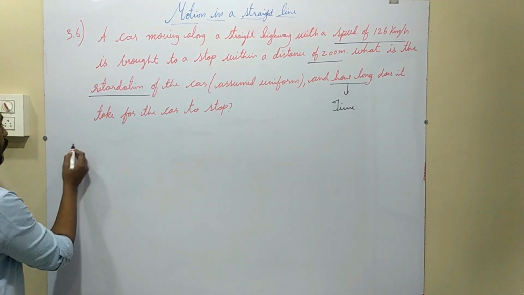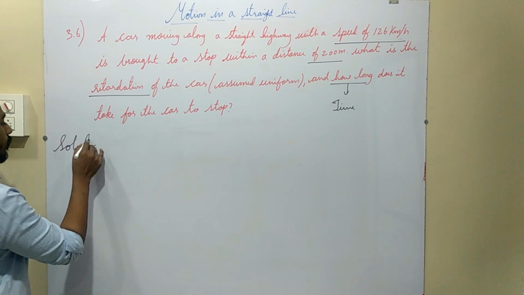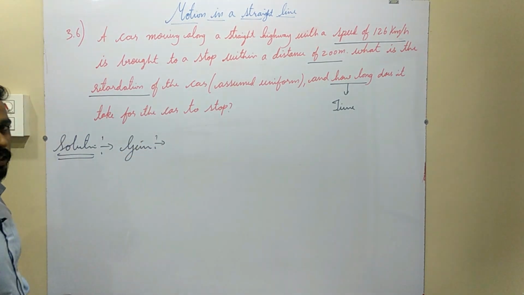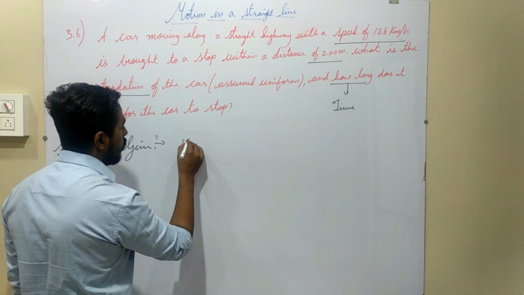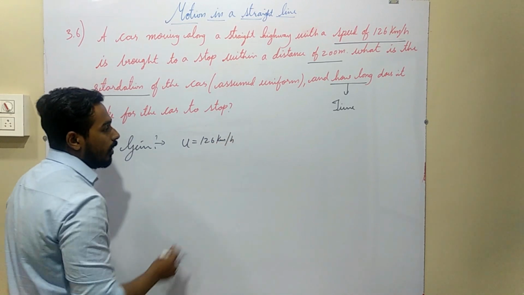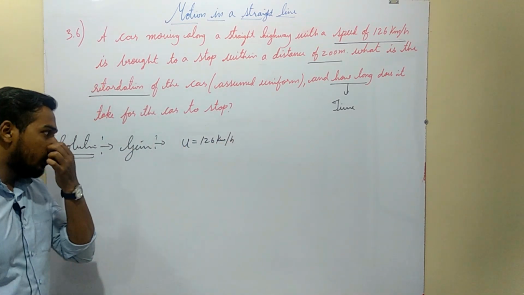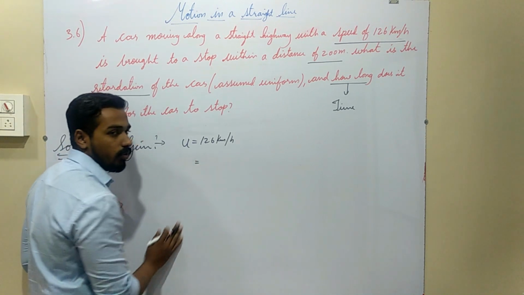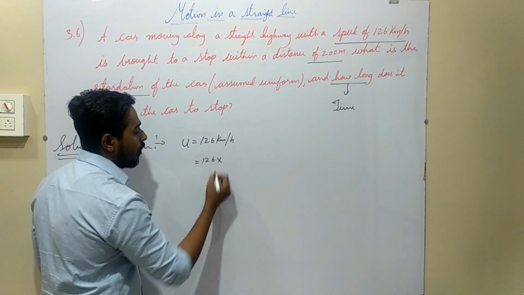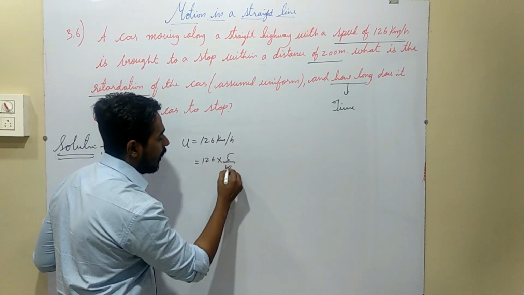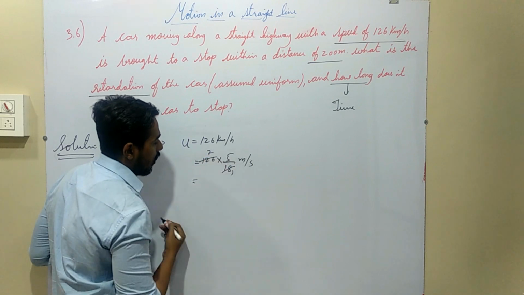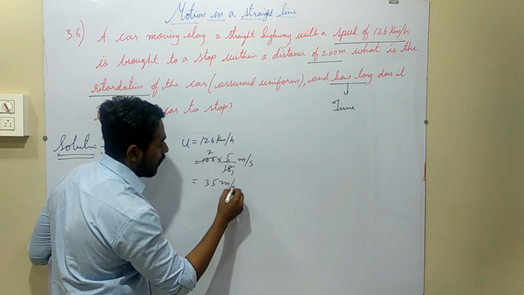Okay, let us start with the solution. Given, first of all, velocity is given, that is initial velocity u is equal to 126 km per hour. Kilometer per hour is not the standard unit. The standard unit is meter per second. So to convert kilometer per hour to meters per second, we multiply this with 5 by 18. Therefore, 18 ones are 7s, 7 5s are 35 meter per second.